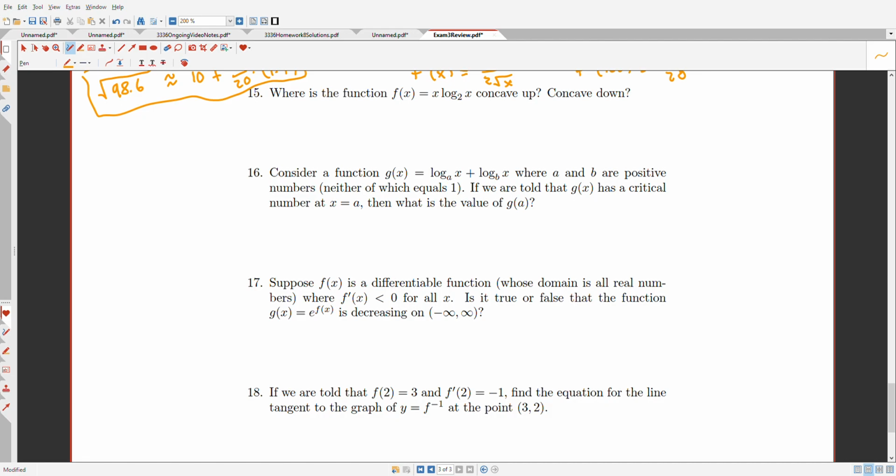Okay, for 15, it's a question that talks about concavity. And concavity is all about a second derivative. So we're just looking for where the second derivative is positive or negative. Fortunately, the first derivative of this function works out to be quite nice.